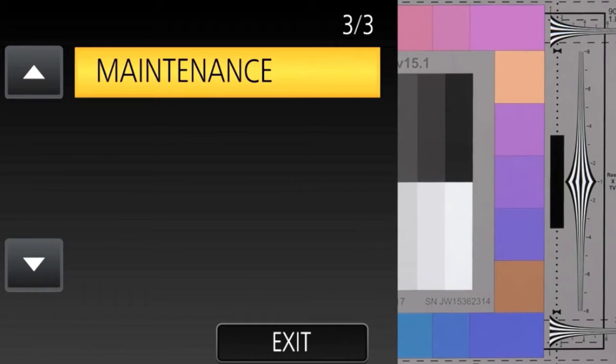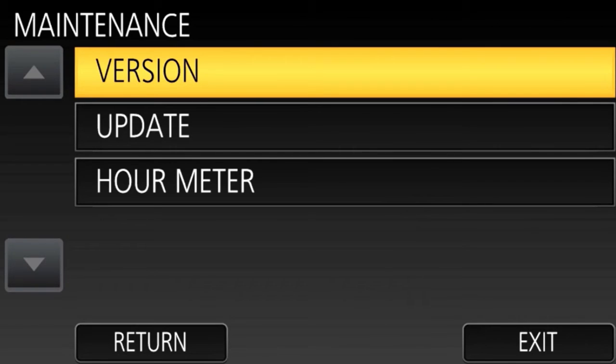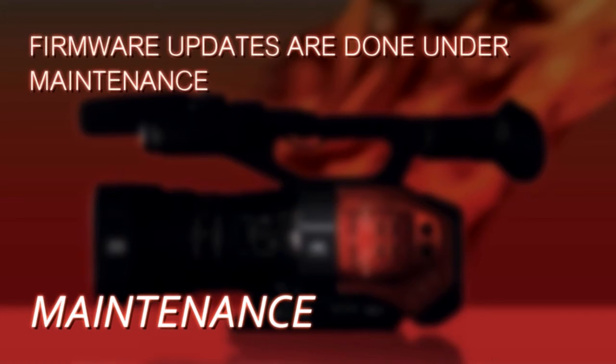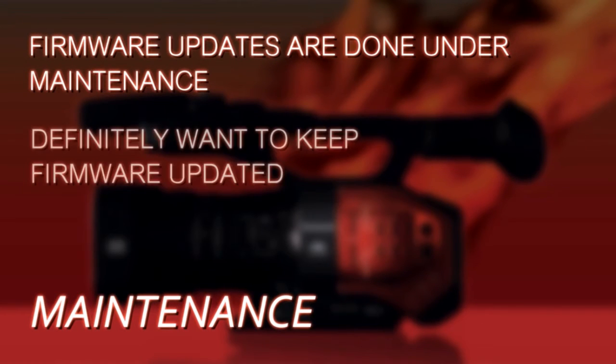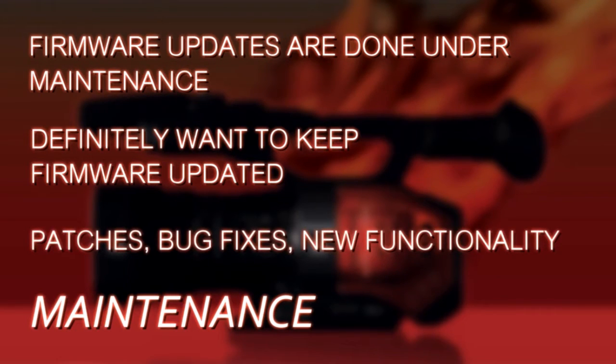The last menu is maintenance. And this is for functions like determining how many hours the camera's been on or what the current version of the firmware is. Or if you want to update the firmware, you come here and execute the update command. You definitely want to stay up to date in the firmware. There may be new features or bug fixes, things that are introduced that Panasonic will post on their website. Check back frequently and look and see if there's a firmware update, and if there is one, download it, and this is the menu you come to install that.